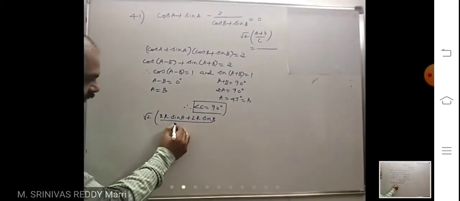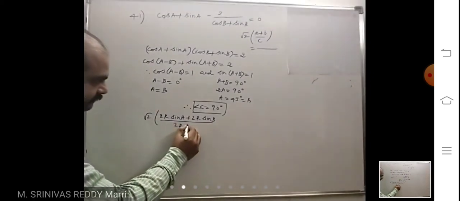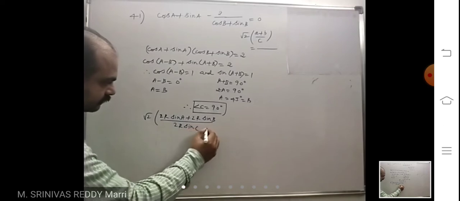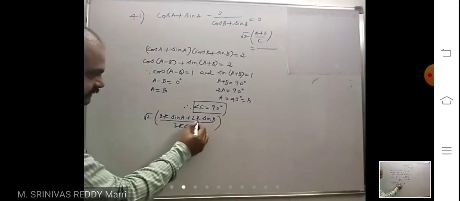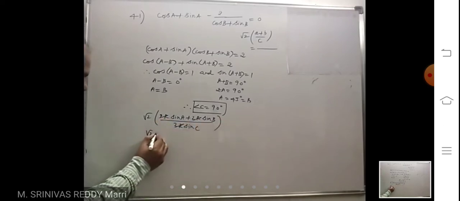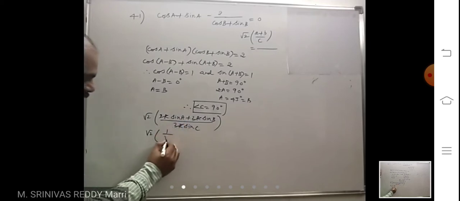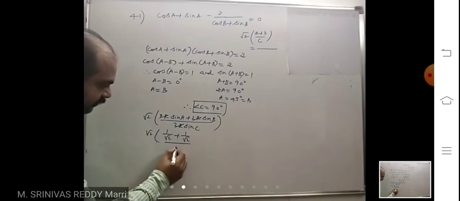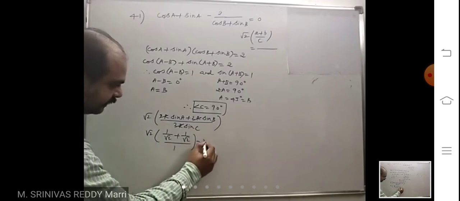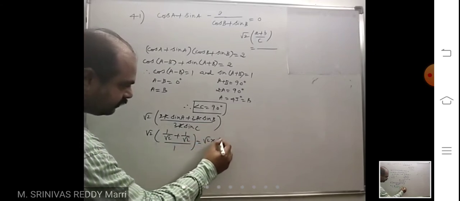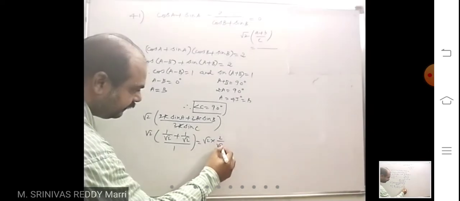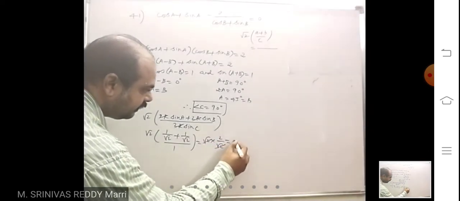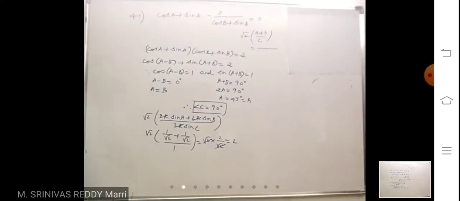Divided by 2R sine C. So 2R will get cancelled. Now substitute the values. Sine 45 is 1 by root 2, sine 45 is 1 by root 2, divided by 1. That means root 2 into 2 by root 2. So therefore the answer is 2 for this.